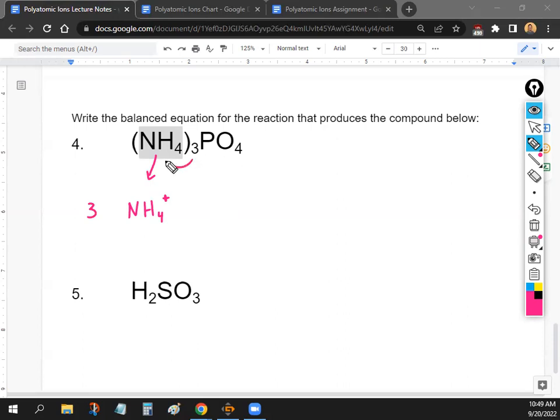Yeah, you mean like this, right? So yeah, you are correct. If we were counting the elements, we would say there are 3 nitrogens and 12 hydrogens. That's kind of what you're referring to, right? Okay, so that is correct.